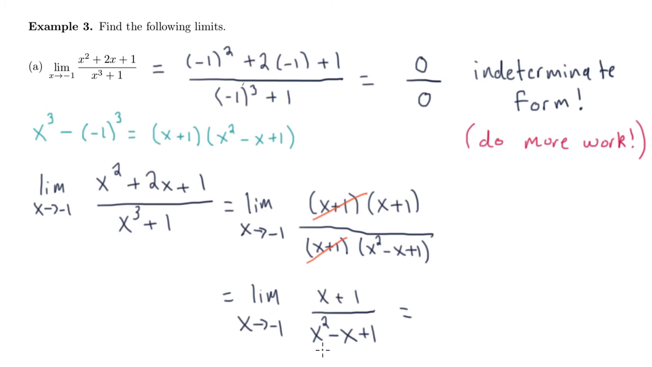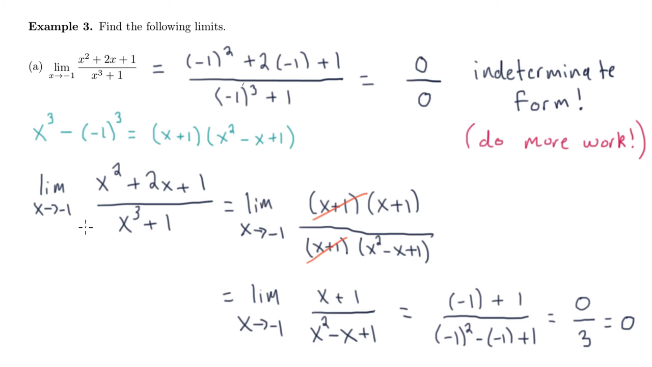Now let's just try to plug in -1. Well, I plug in -1 and I get -1 plus 1 divided by -1 squared minus -1 plus 1. But -1 plus 1 is equal to 0, and then the denominator becomes 3. But this is just 0. So the limit of this function as x approaches -1 is 0.